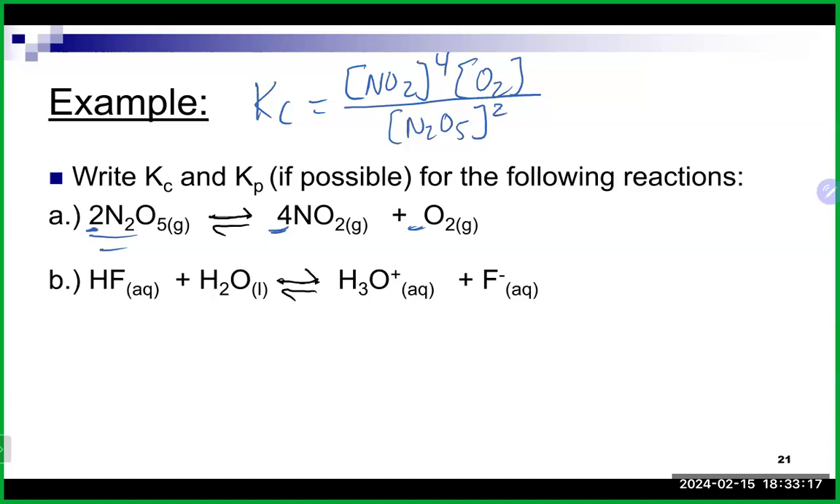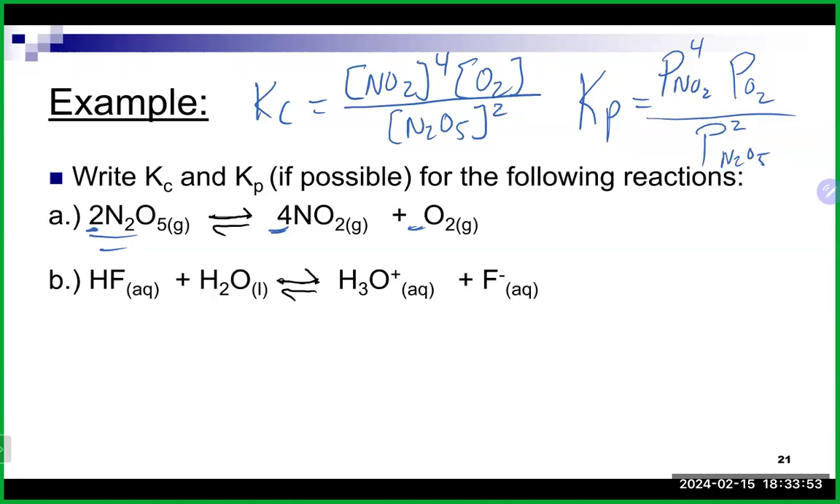Can I write a Kp for this one? I can because there's all gases there. So the Kp will look pretty much the same deal, except instead of concentrations, we're going to do partial pressures. So we'll take the partial pressure here of NO2. Once again, we do need to take it to the fourth power because of the coefficient. We'll times it by the partial pressure there of O2, which is to the first, and divided by the partial pressure squared of N2O5 in this case. Any questions on either of those there?